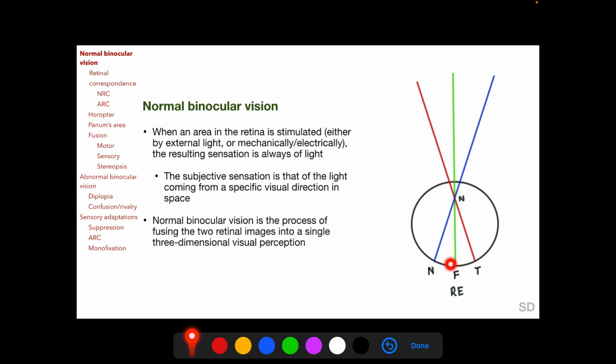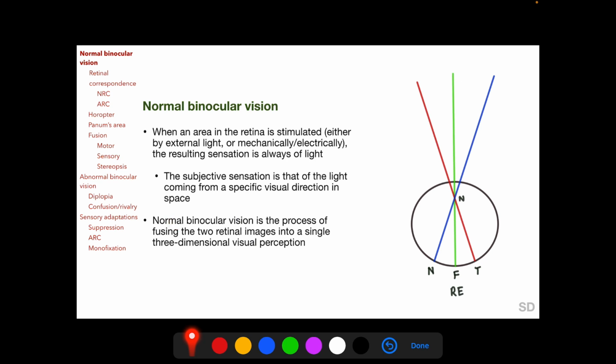When an area in the retina is stimulated either by light from outside or mechanically or electrically, the resulting sensation is always of light, and the subjective sensation is that the light is coming from a specific direction in the visual space, which is called the directional value of that retinal area. An area nasal to the fovea has a directional value temporal to the fixation target, and an area temporal to the fovea has a directional value nasal to the fixation target.